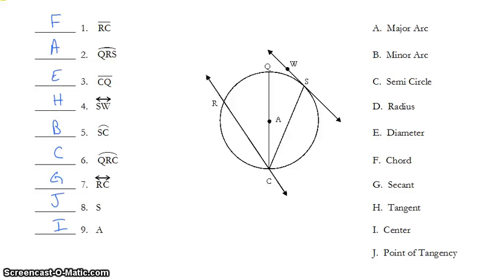So here are your correct answers. Please check your work. What I want you to pay close attention to is number 1 in particular here. Number 1 says segment RC, which means that's a chord. That is different from number 7, line RC. Line RC is a secant. Very big distinction. Those are not the same answers, even though they're represented by the same letters.